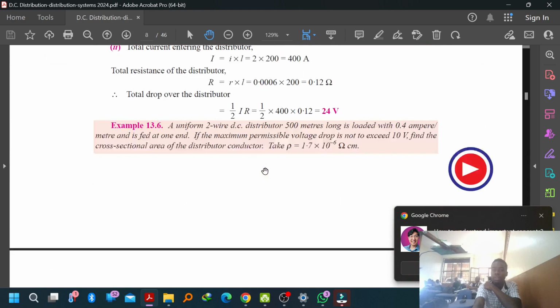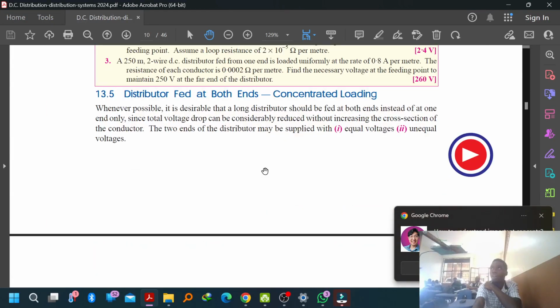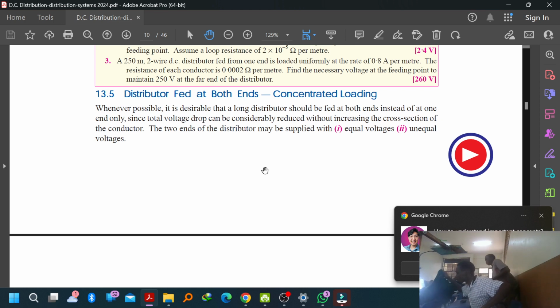This is a uniformly loaded distributor. So here we have the distributors fed at both ends. They can also be categorized into two: one fed from both ends with uniformly distributed loads, and one fed from both ends with concentrated loads. The basic one we shall look at is the one fed from both ends with concentrated loads. If I can have my book, there is that particular example which he did last weekend, and it's what I wanted to go through.